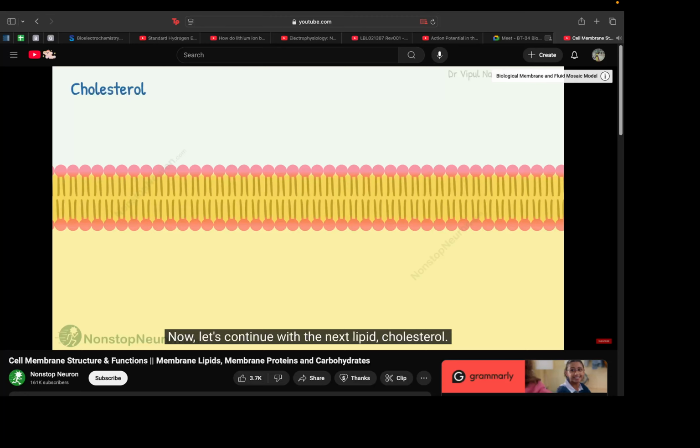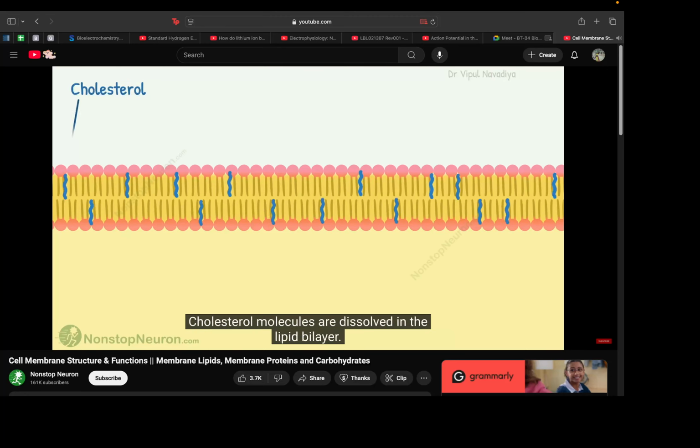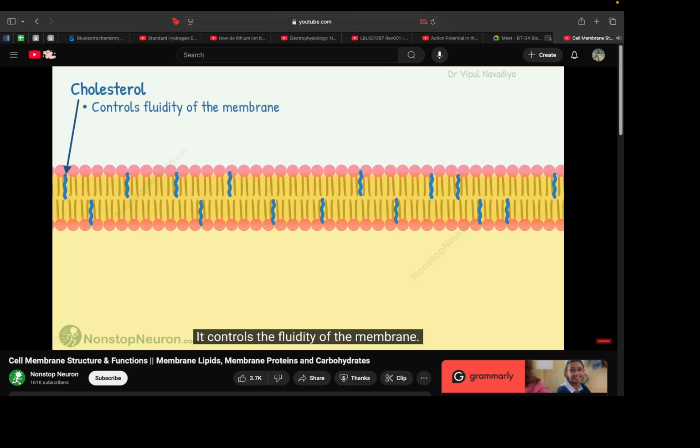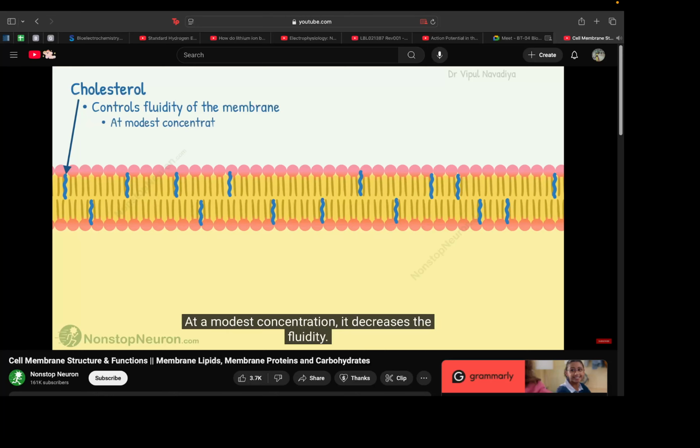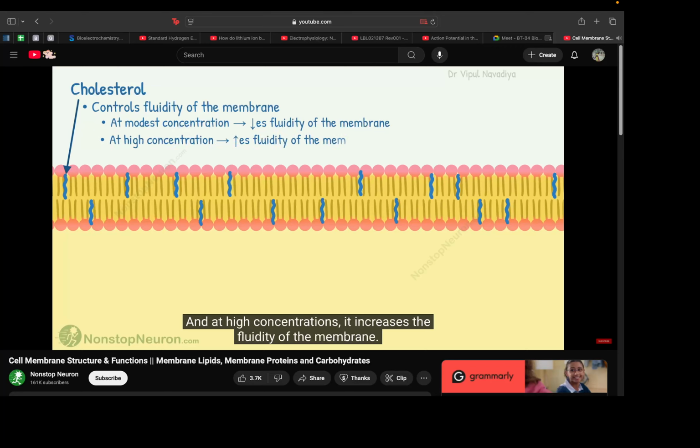Now, let's continue with the next lipid, cholesterol. Cholesterol molecules are dissolved in the lipid bilayer. It controls the fluidity of the membrane. At a modest concentration, it decreases the fluidity. Or in simple words, it makes the membrane more rigid. And at high concentrations, it increases the fluidity of the membrane. So these were the lipids.